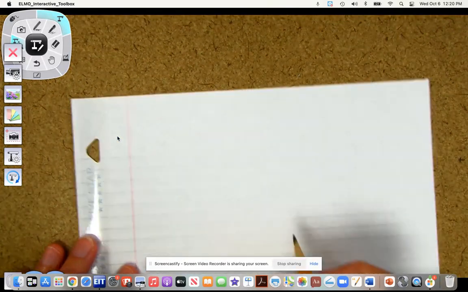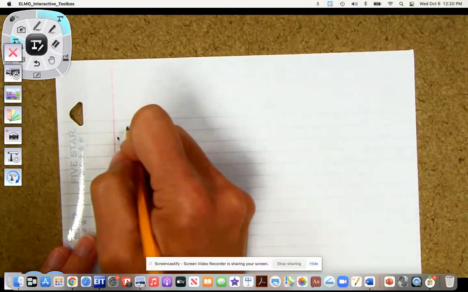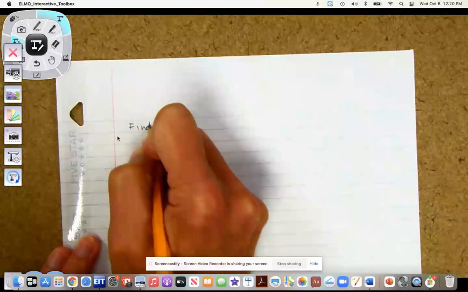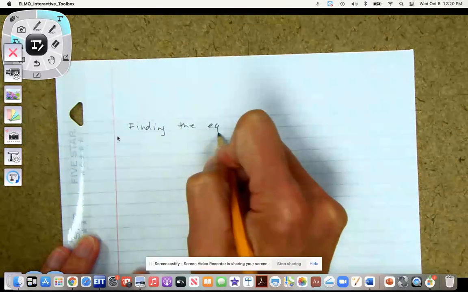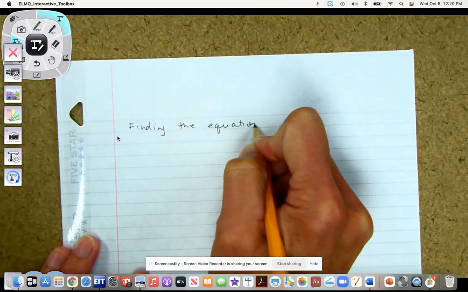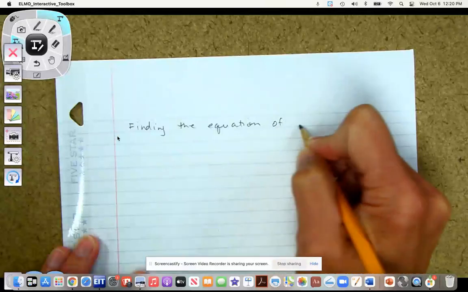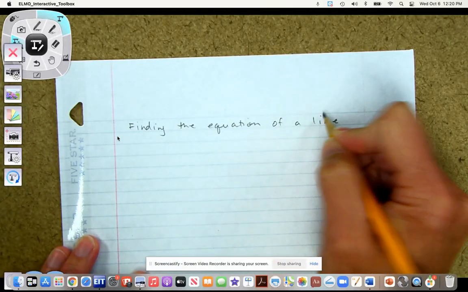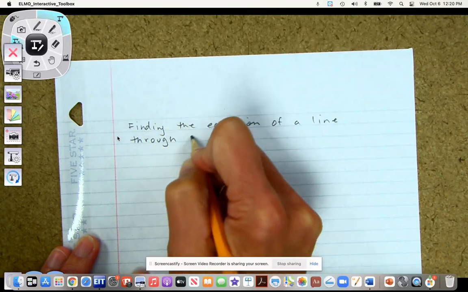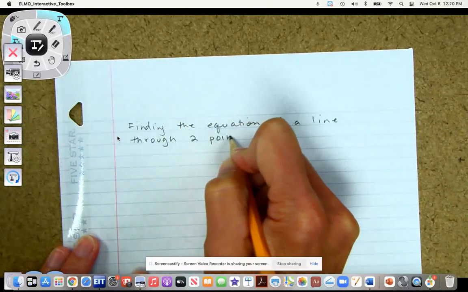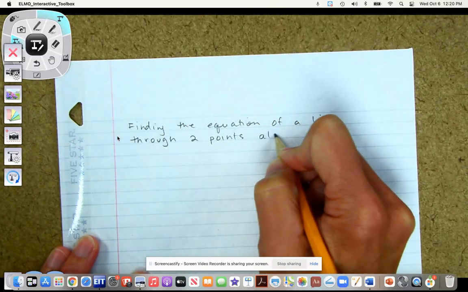All right, so I want to take a few notes on finding the equation of a line. So let's go ahead and just title this: Finding the Equation of a Line through 2 points, Algebraically.